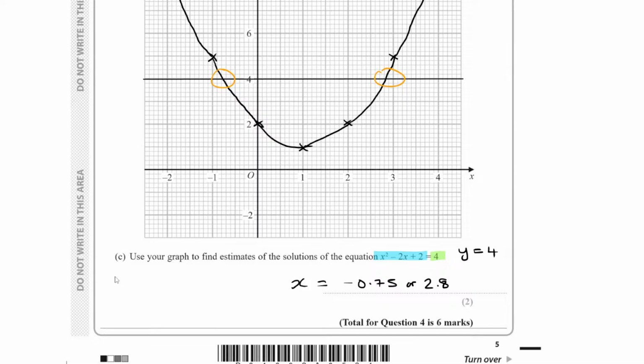Yes, you could have got anything between negative 0.65 to negative 0.8. So as long as you've got anything between that for one of them. And then the other one is the same decimals. So anything from 2.65 to 2.8. So you can see I was just about on the edge of that. But that's because mine wasn't drawn very well. Obviously yours will be drawn a lot more accurately than mine. So there you go.